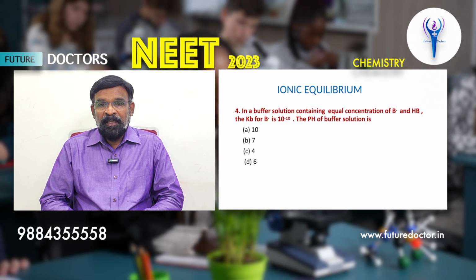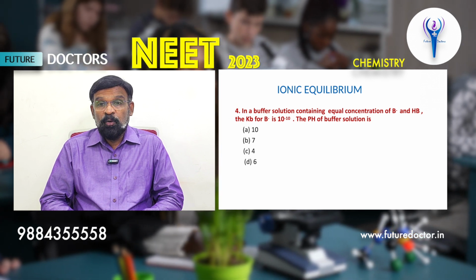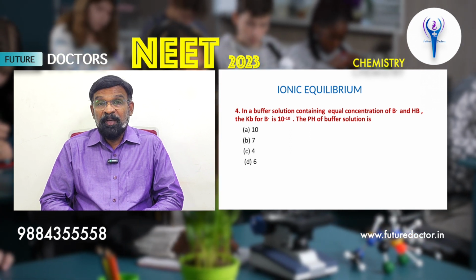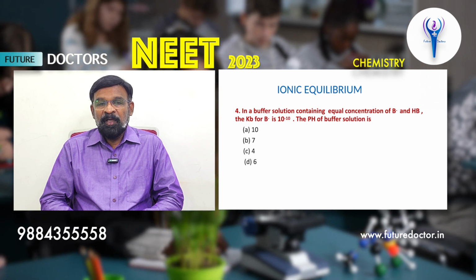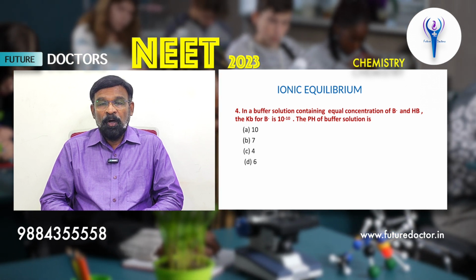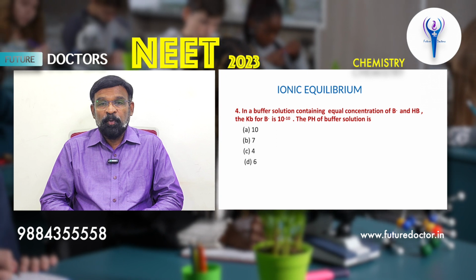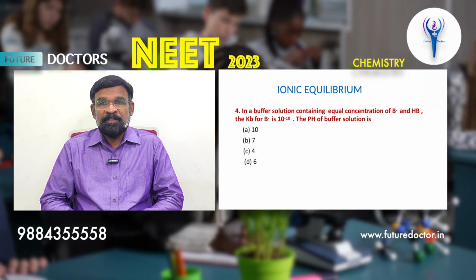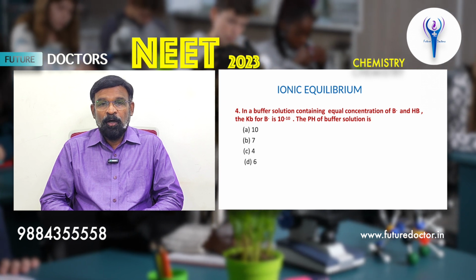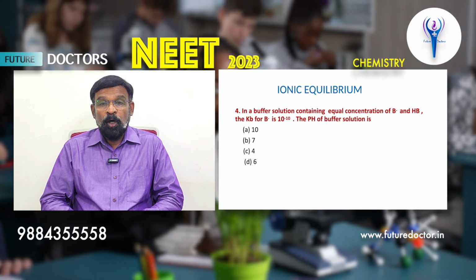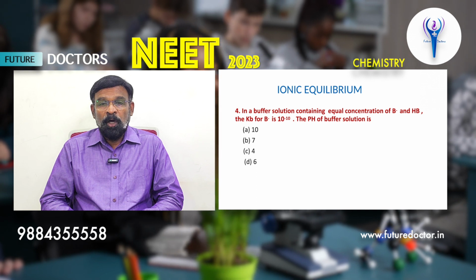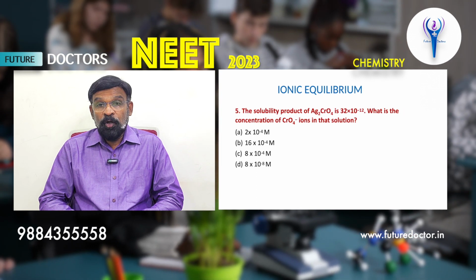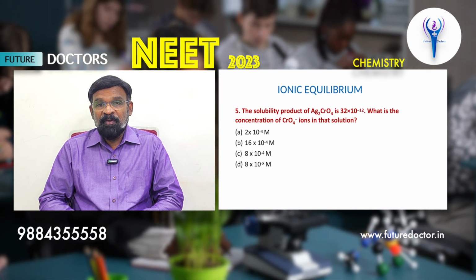Fourth question. In a buffer solution containing equal concentration of B minus and HB, the Kb for B minus is 10 to the power of minus 10. The pH of the buffer solution is: option A, 10; option B, 7; option C, 4; option D, 6. Ionic equilibrium, question number 5.